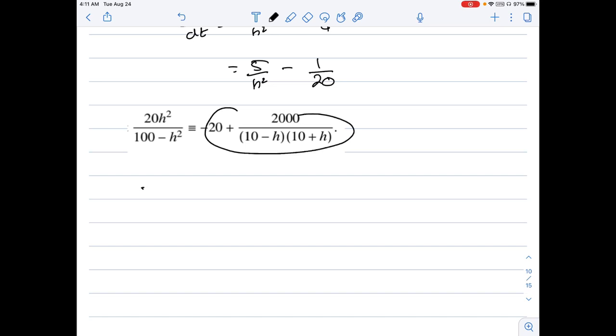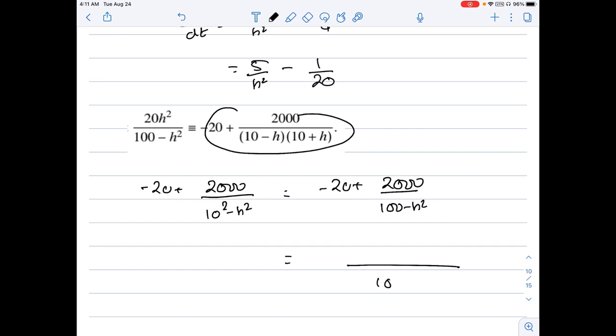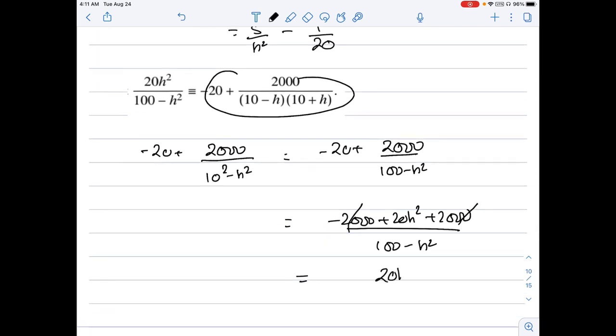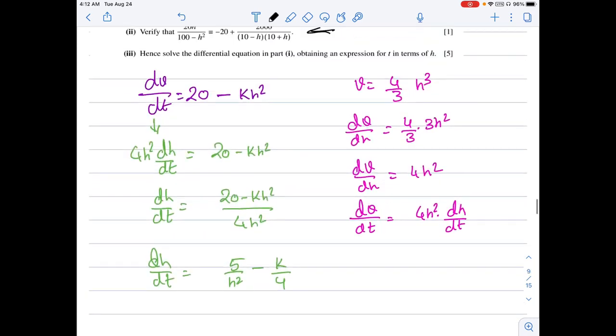So what am I going to do? I am going to take this part, minus 20 plus 2000 divided by a plus b times a minus b, which is a square minus b square. So it becomes negative 20 plus 2000 divided by 100 minus h square. I take the common denominator 100 minus h square, do the cross multiplication, negative 2000, then plus 20 h square, positive 2000. So 2000 gets cancelled, so it becomes 20 h square upon 100 minus h square. That's going to be the answer. 1 mark question.